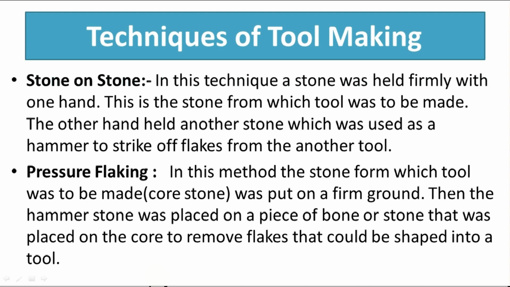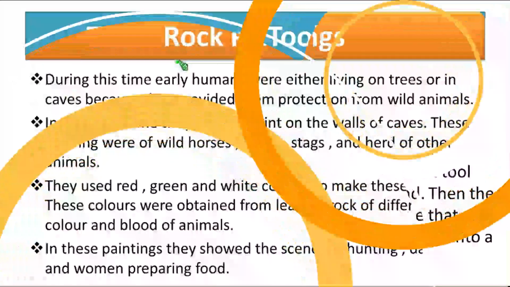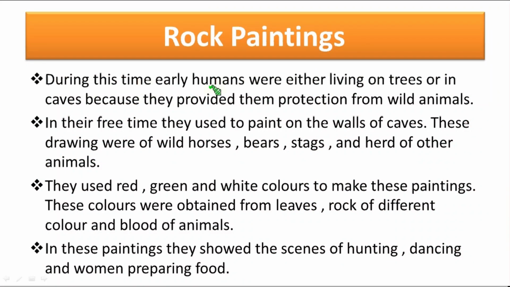Means they were taking one stone from which they had to make the tool, and after taking that stone they were putting it on any firm, means strong base, and on that they were keeping one bone or wood, and on the bone or wood they were keeping another stone, and with that they were putting pressure on the core stone, due to which they were breaking the edges of the stone tool and making that stone sharp.